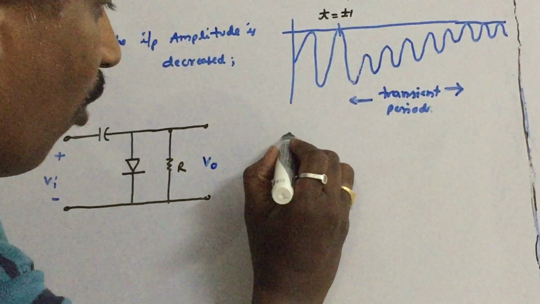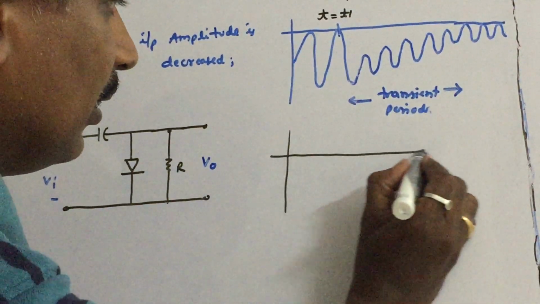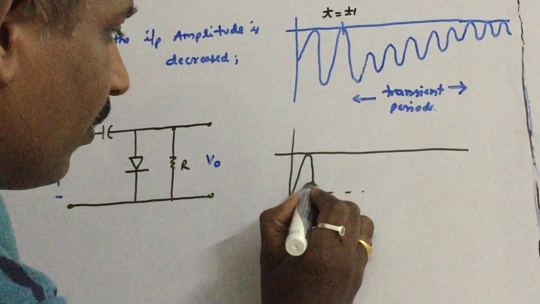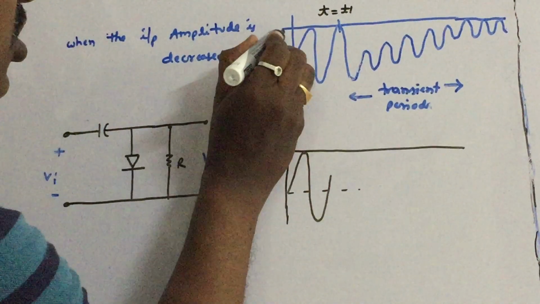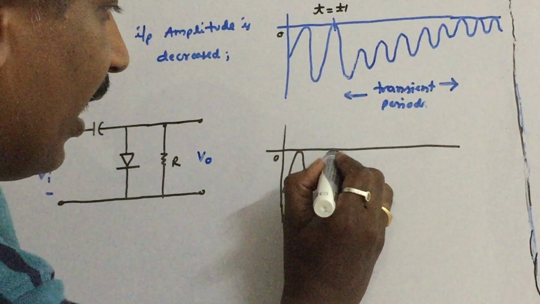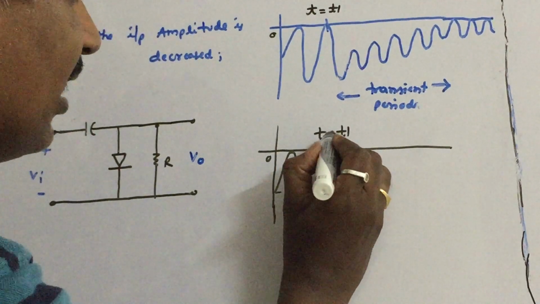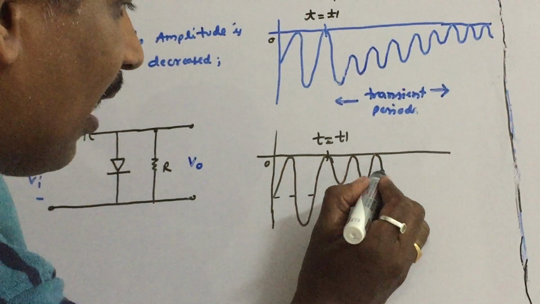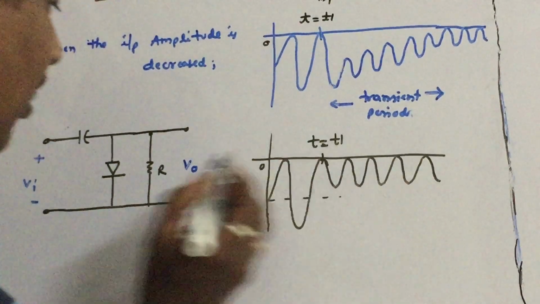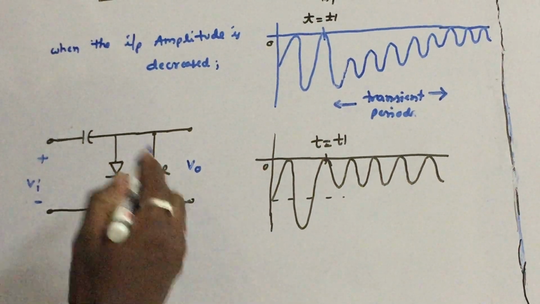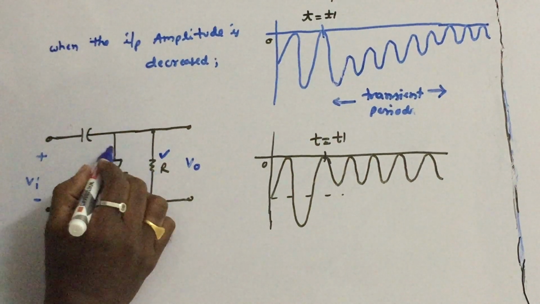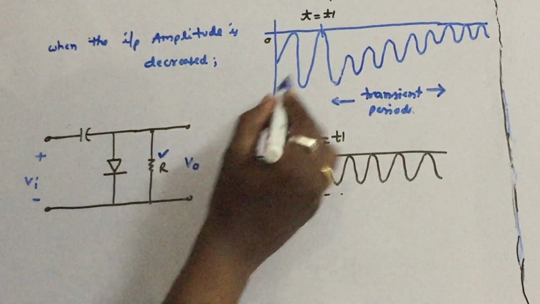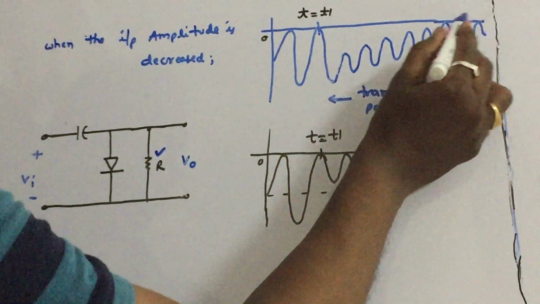For example, let us see how the same output waveform will come. Say the waveform is clamped like this, where this is 0. Suppose at t equal to t1, I have decreased the input amplitude. Then you can clearly see that the output will immediately come like this. Because of this resistor here, the capacitor quickly discharges, and therefore the circuit will immediately settle down to this new input amplitude. When this resistor is not there, the capacitor takes a lot of time to settle down to this waveform.